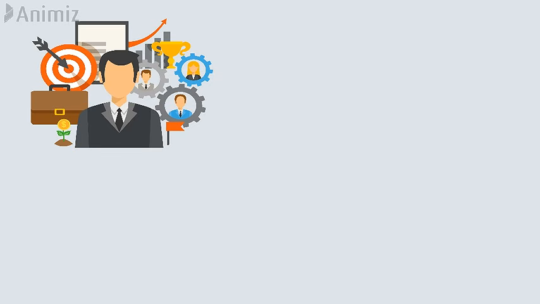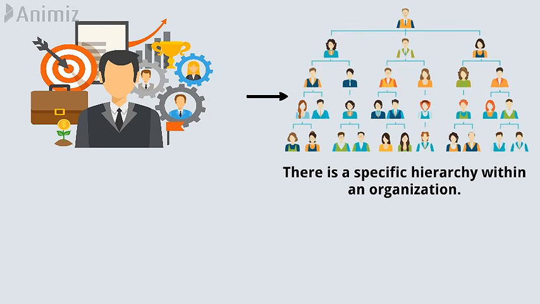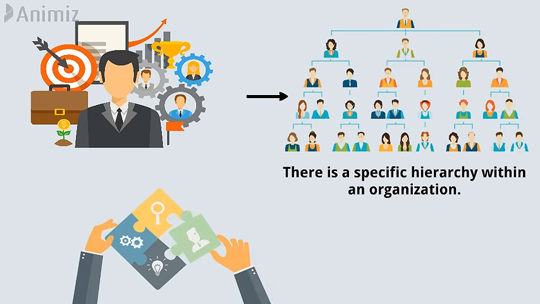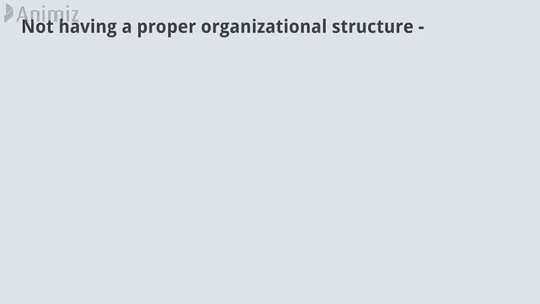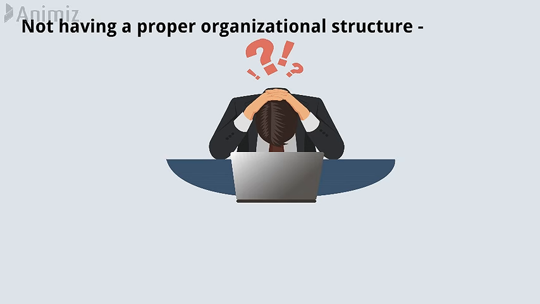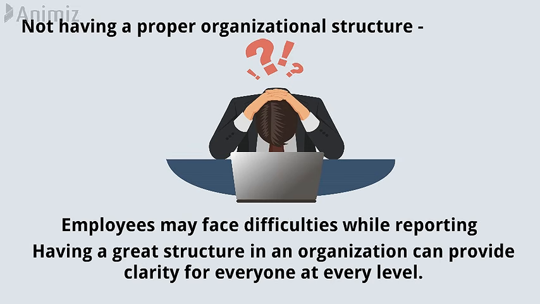Businesses of all categories, shapes, and sizes use organizational structures for their growth. There is a specific hierarchy within an organization. An eminent organizational structure defines each employee's job and how it fits within the entire system. Not having a proper organizational structure can create difficulties for certain organizations. In these types of situations, employees may face difficulties while reporting. Having a great structure in an organization can provide clarity for everyone at every level.